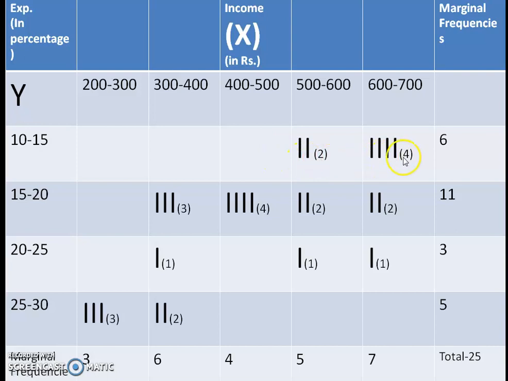So 2 and 4 here makes 6, okay. 3 plus 4 plus 2 plus 2, it makes 11. 1 plus 1 plus 1, it's here 3. 3 plus 2 is 5, okay. Similarly, we will also add column wise, okay. So here it's 3, 1, 2, it's 6, 4, 2 plus 2 plus 1 is 5, 4 plus 2 plus 1 is 7. So the column total and the row total will be always equal, okay, 25. I hope it is clear.